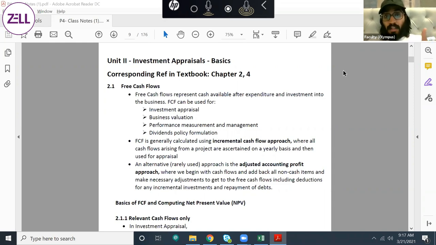One is investment appraisal. Investment appraisal is nothing but saying kahan pe paise dal rahe, where should I invest the money? Is it real estate? Is it stocks? Is it mutual funds? Is it any other startup business? Is it a venture capitalist thing? Where do you want to invest the funds? That's what we mean when we talk about investment appraisal.